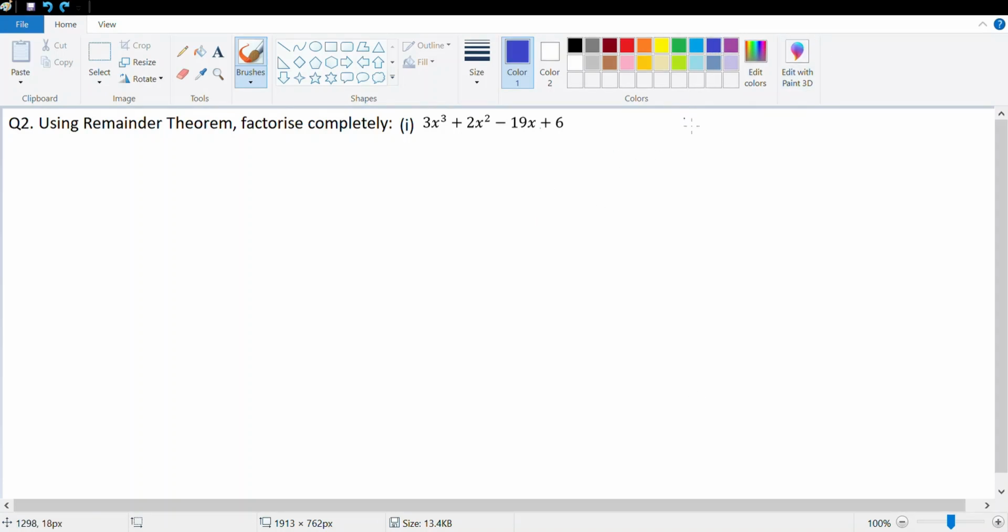Hi guys, let's look at the next question of exercise 8c. We are basically trying to use factor theorem to factorize a given polynomial. So question 2, it says using remainder theorem factorize completely 3x cubed plus 2x square minus 19x plus 6. So let f(x) be equal to 3x cubed plus 2x square minus 19x plus 6.